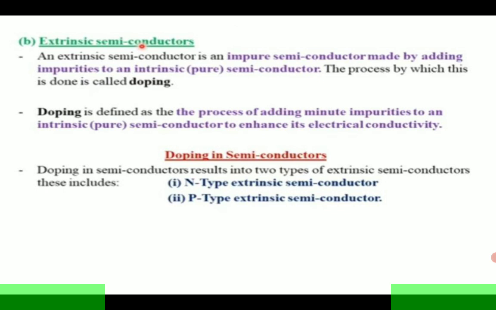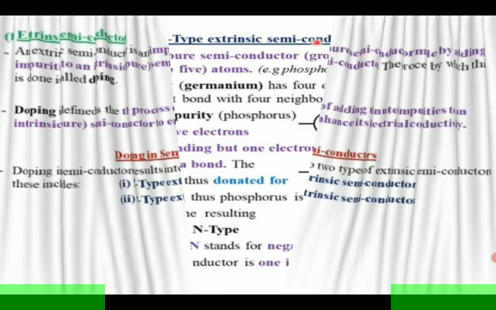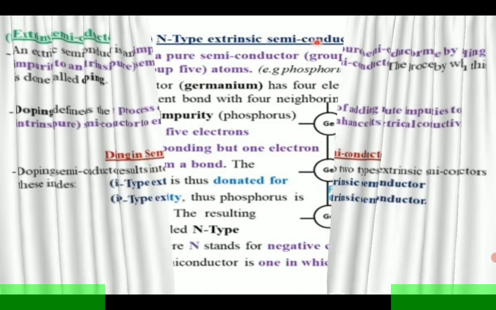Keep watching. We are looking at these two types of extrinsic semiconductors. We're saying we have N-type and P-type. So how is each produced? That's what we'll have to talk about next.